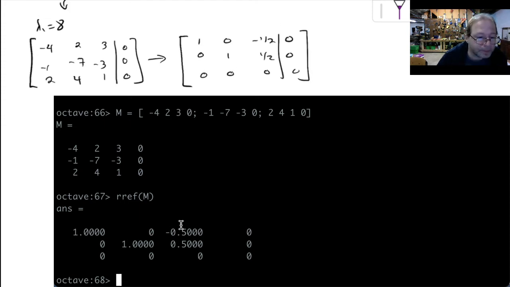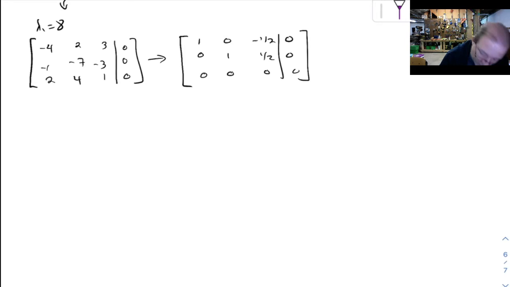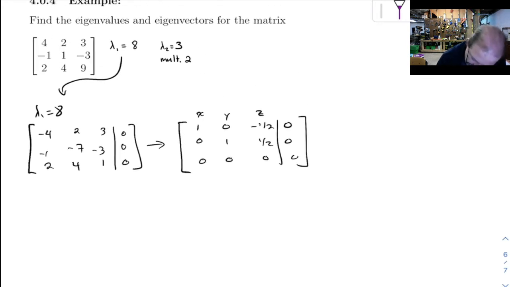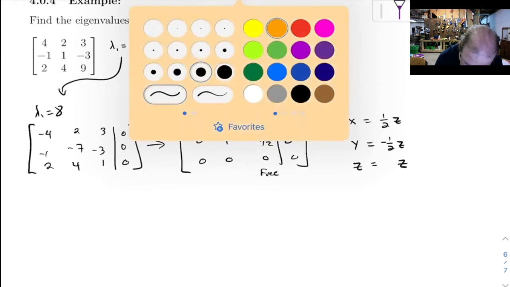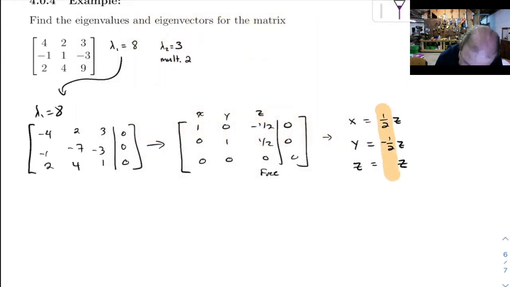All right. So x, y, z. We'll see, z is free. So the top row gives me the equation x equals 1/2 z. Middle gives me y equals negative 1/2 z. And z is just z. So I'm going to go ahead and just pull these out as my vector.